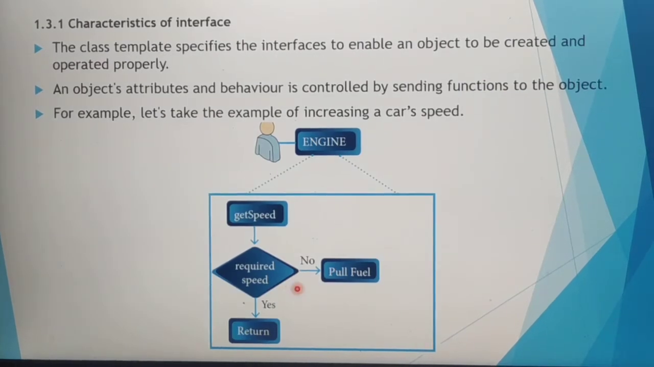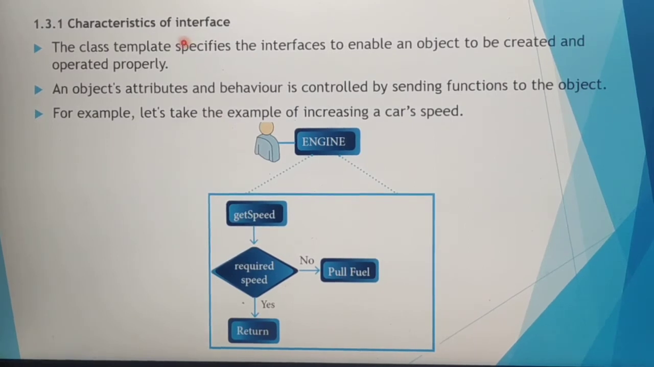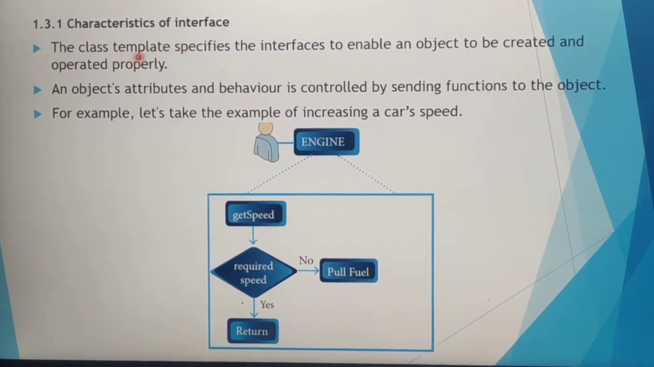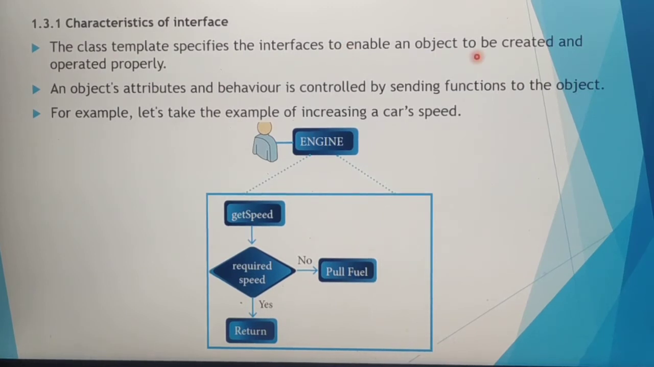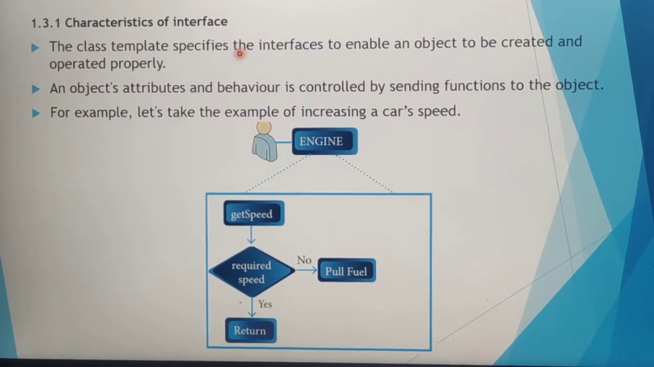Next, what are the characteristics of an interface? Let us consider class templates. A class template means it's a model. If you are going to construct a model, we can consider the interface as an application. If you are going to construct an application, we must enable an object in a proper manner. We must create the object and operate it in a proper manner. Only then can we tell it is good performance of the interface.